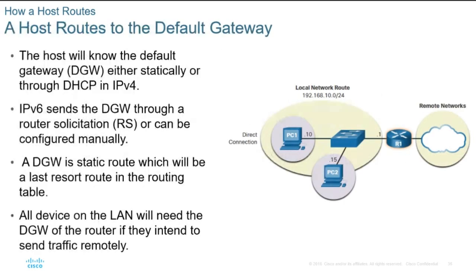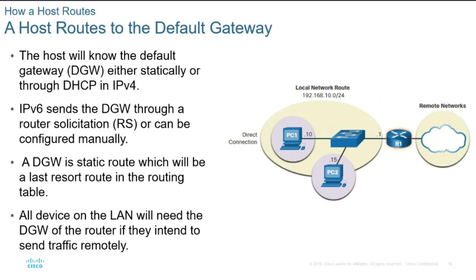So, in our figure, this is our local network route, 192.168.10.0. For PC1 to reach the remote network, our default gateway is this router, the one with .1, 192.168.10.1. So, that is the default gateway, going to the other network.